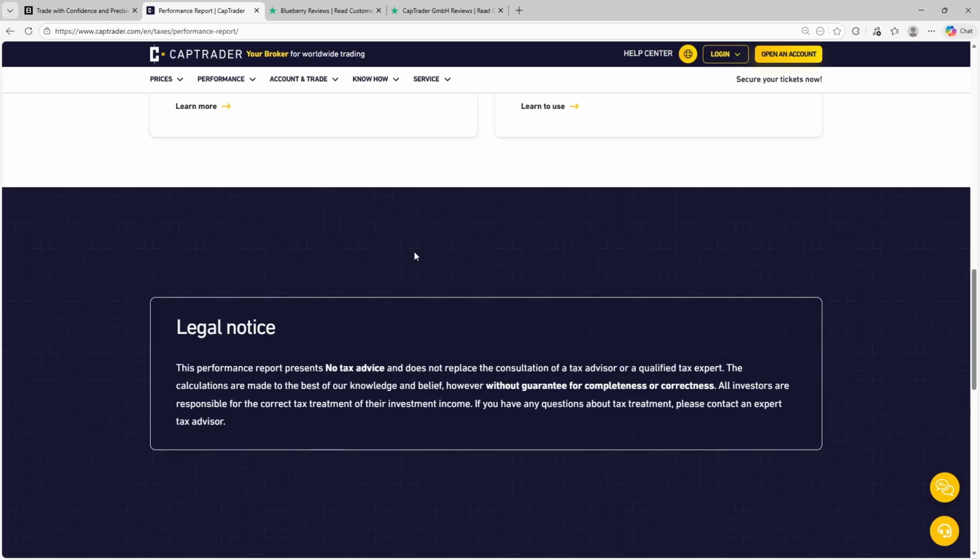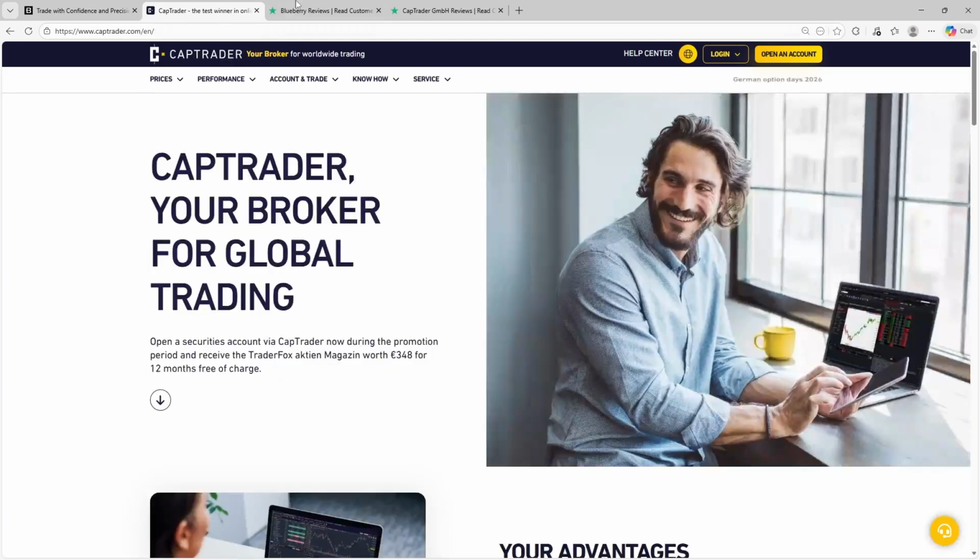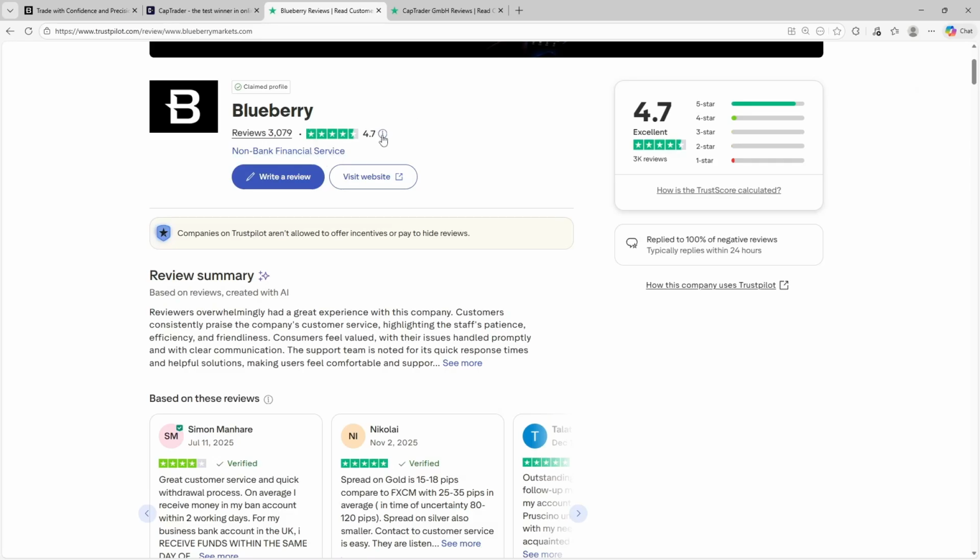In terms of reputation, Blueberry holds a Trustpilot rating of 4.7, with customers frequently mentioning fast withdrawals, responsive customer support, and competitive spreads. Many reviews highlight smooth funding processes and quick resolution of issues.